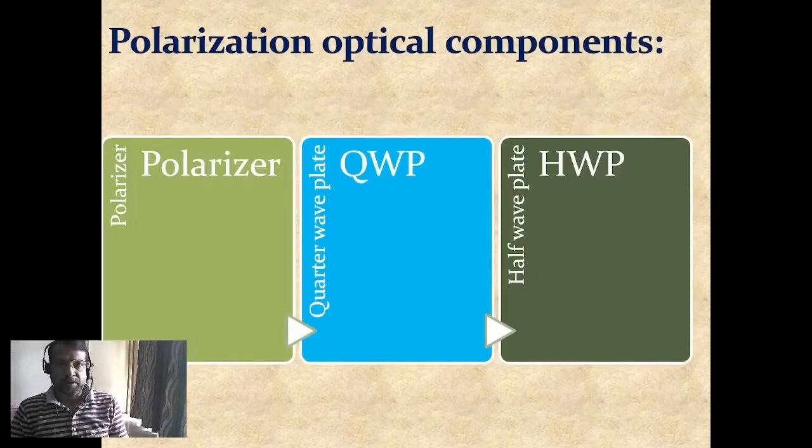When we talk of polarization of light, three components are a must to understand the polarization: the polarizer, a quarter wave plate, and a half wave plate. I'll be dealing with these components one by one after this video.